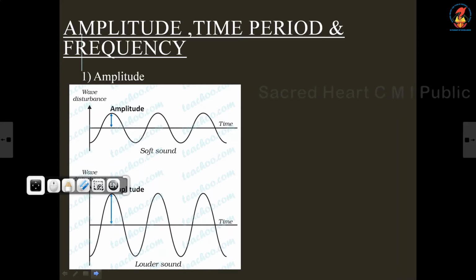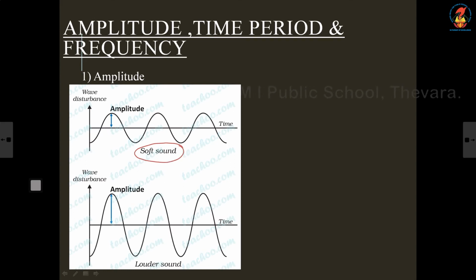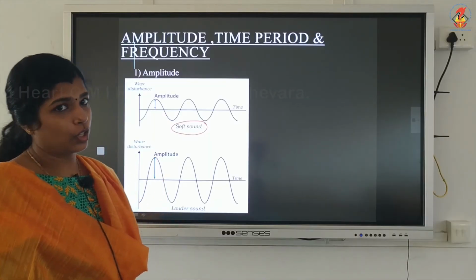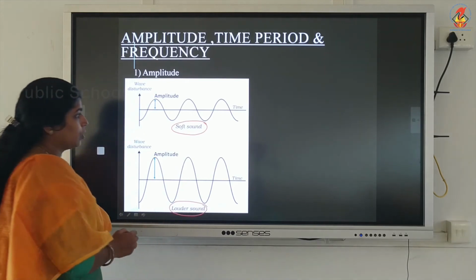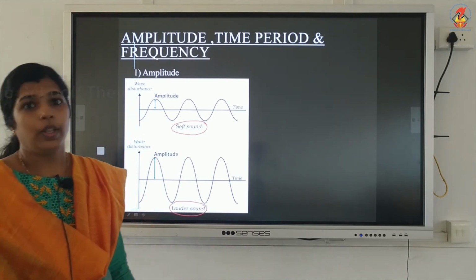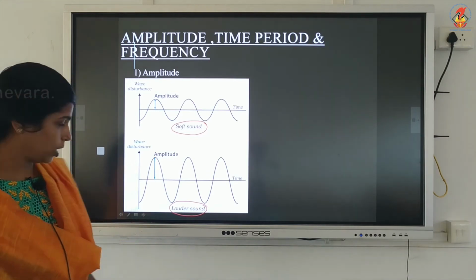This one is a soft sound because the amplitude is less. When the amplitude is less, it is known as a soft sound. This one is a loud sound because the amplitude is more. When the amplitude is more, it is known as a loud sound.